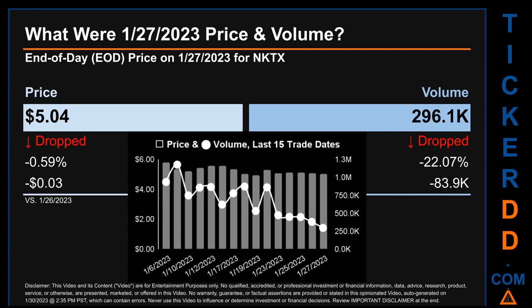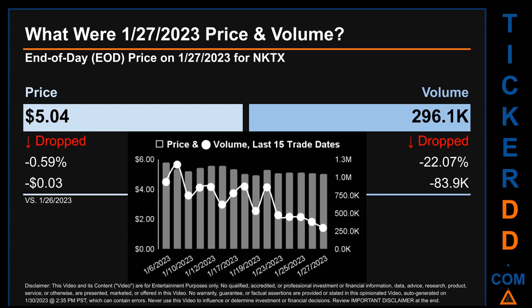What was end-of-day price and volume for NKTX? On Friday, January 27, 2023, NKTX had an end-of-day price of $5.04 and volume of about 296.1 thousand. Compared to the previous trading day, the price dropped 0.59%, losing 3 cents, while volume dropped 22.07%, decreasing about 83.9 thousand.